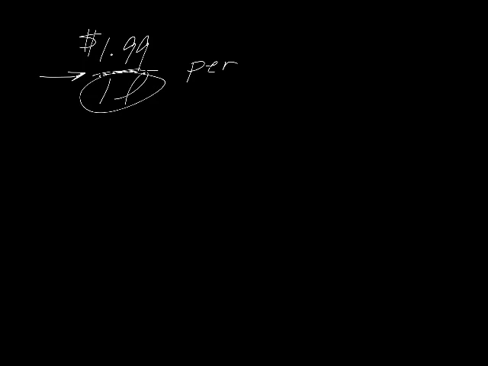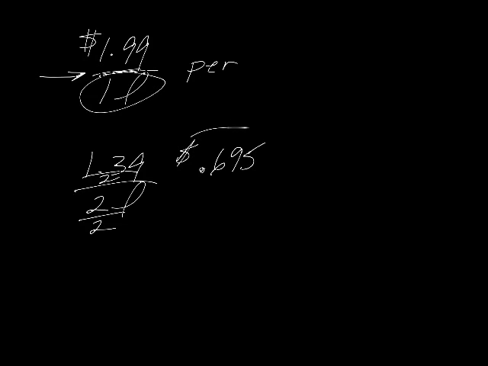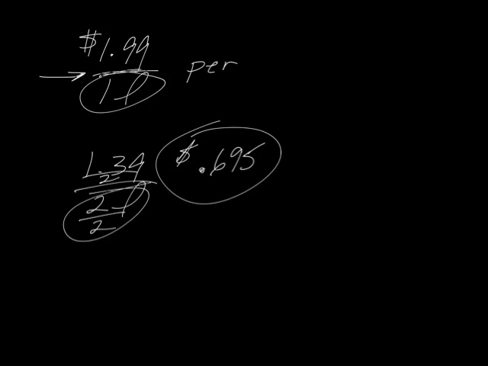So if we have something that is $1.39 per 2 liters, then it's not in a unit price, because this number 2 has to be changed to 1 in order for it to be a unit. So we're going to divide it by 2, and we have to divide the top number by 2. So $1.39 divided by 2 is $0.695. So 69.5 cents, close to 70 cents per 1 liter, because that 2 over 2 is 1. And that's the way you compare prices when you're, let's say, at the grocery store.